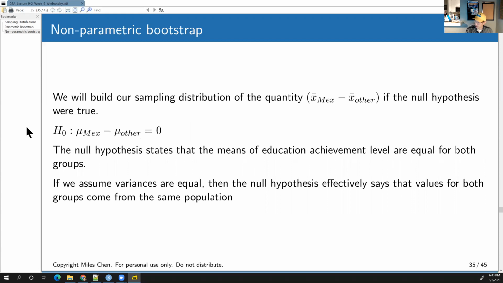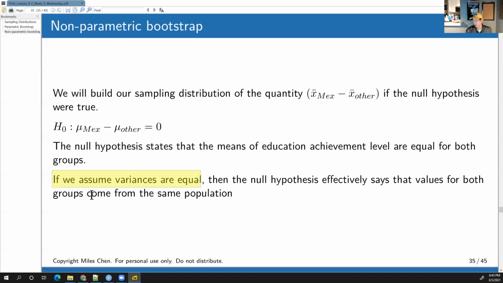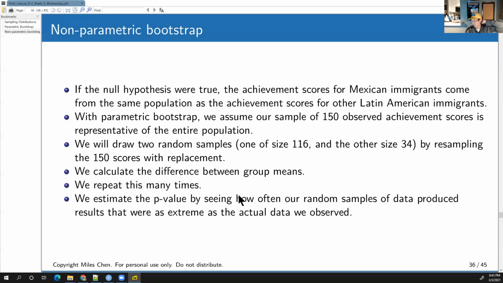My null hypothesis is still going to be the same, okay? That there's no difference between the mean education achievement level for both groups. And basically, if we're assuming that the variances are equal, then this null hypothesis is effectively saying that the values we've observed in our sample come from the same population, the same mean, same variance type of thing, okay?